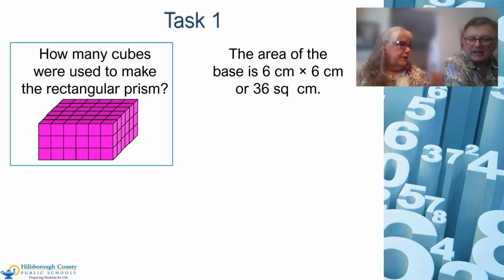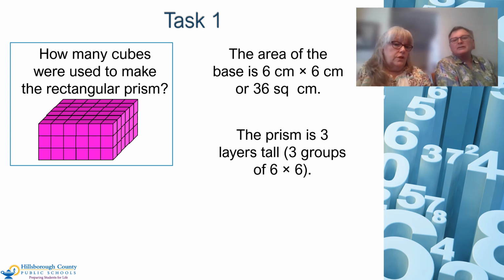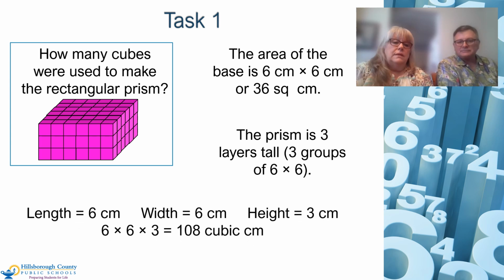So finding that area of the base, which would be the 6 centimeters by 6 centimeters, I have 36 square centimeters. Yep. The prism's 3 layers tall, so I have 3 groups of 6 times 6. Right. And again, we can do the length times the width times the height to find the volume. And it also brings in properties. That's a prerequisite skill. You could see the associative property there.